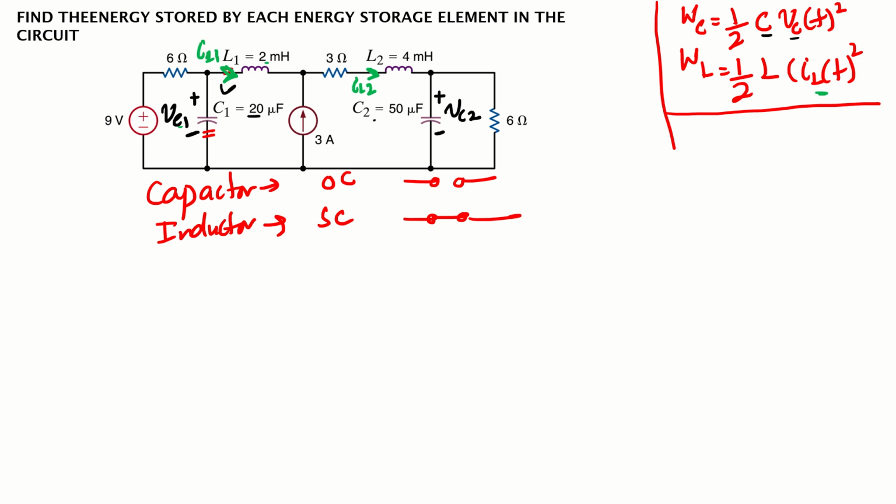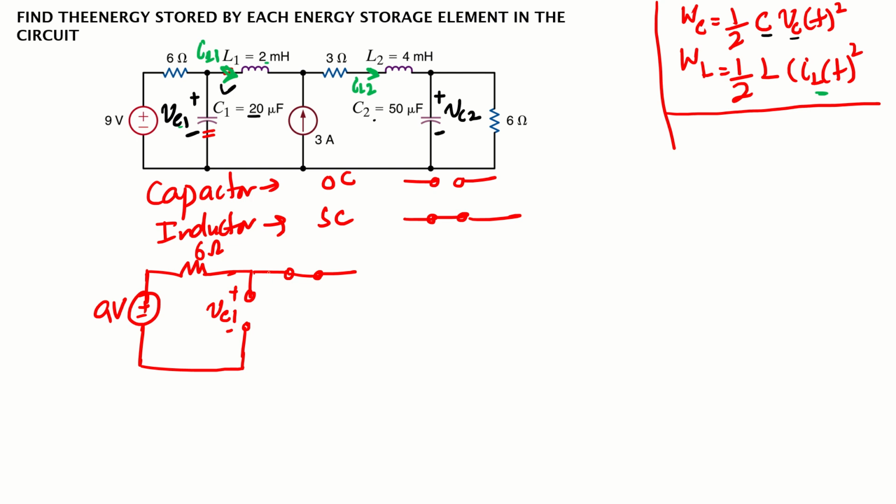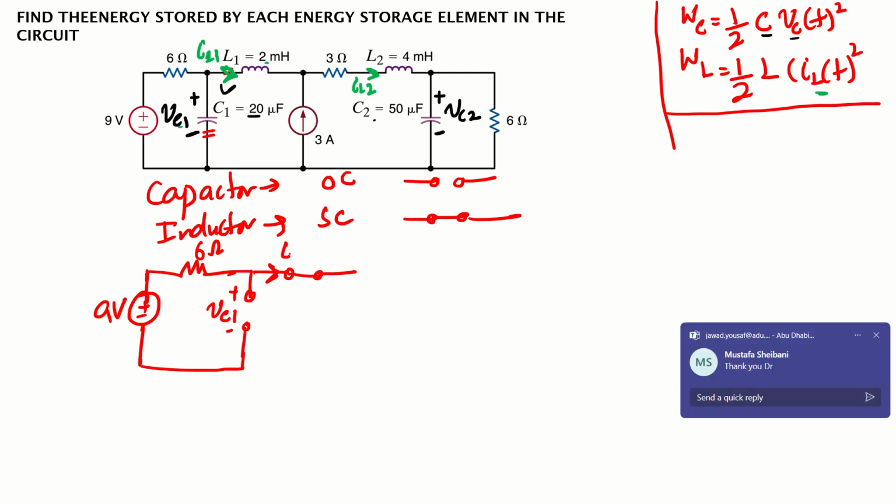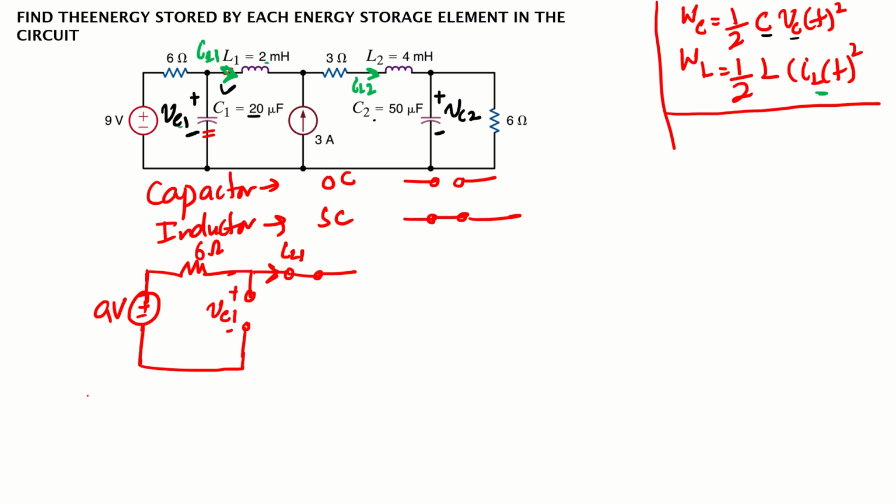With this assumption, we will redraw our circuit. Let's draw how our circuit will look. This is a voltage source. Then here I have a 6 ohm resistor. After that, there was a capacitor, so we will replace that capacitor with an open circuit, and we need to find the voltage drop here. Then we have an inductor, so we will replace the inductor with a short circuit, and we need to find the current going through this one. All right, moving on.